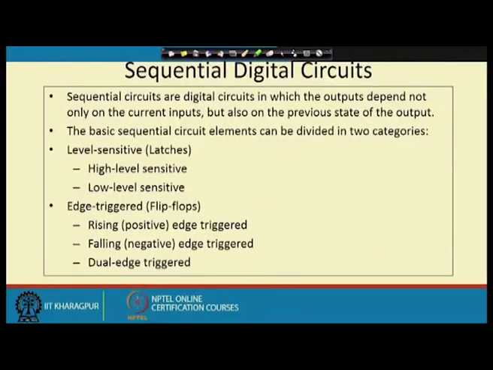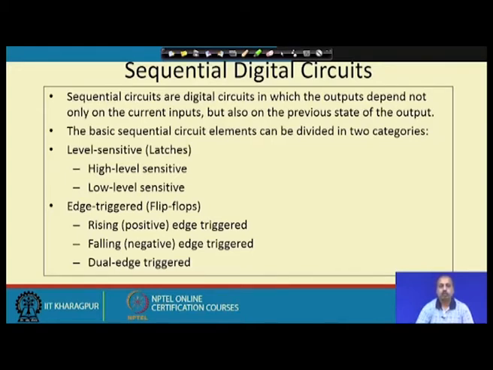This type of device or system is known as a sequential digital system. The circuit design behind that comes under the broad heading of sequential circuits. Sequential circuits are digital circuits in which the outputs depend not only on the current input, but also on the previous state of the output.